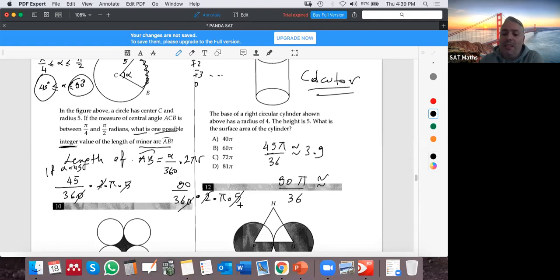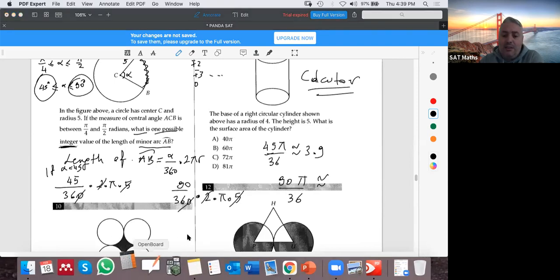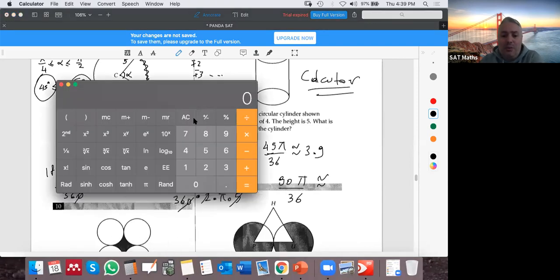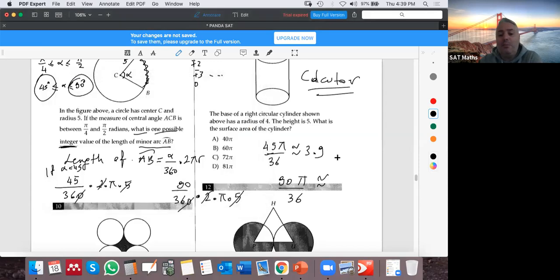So what will this be approximately? Let us use the calculator directly. I don't want to use the cancellation. I can do it, but the calculator is a lot easier here. 90 times pi divided by 36 is equal to 7.85. So let's say 7.9. It's not important, 7.9.